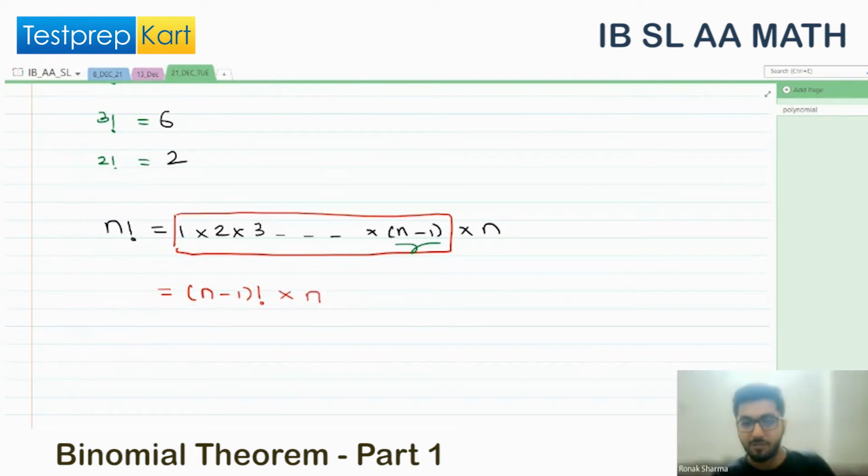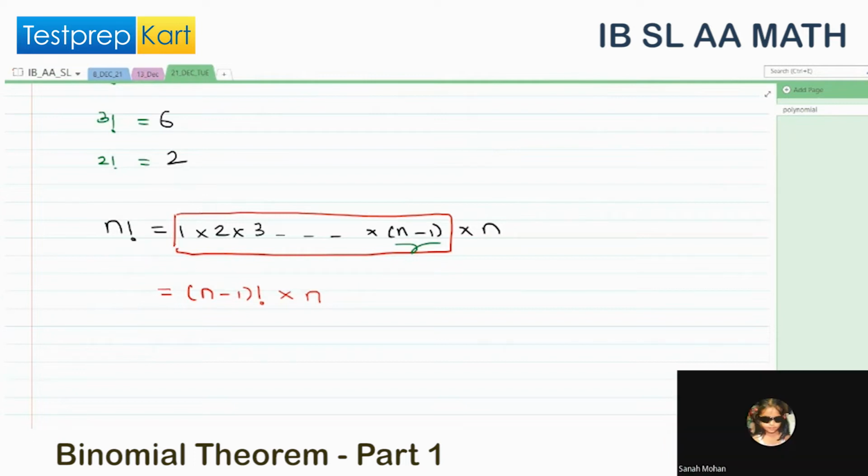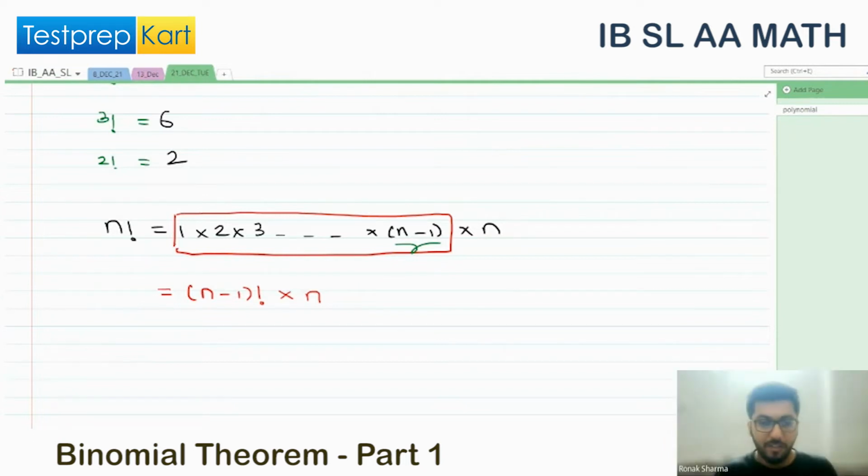What will be n minus 1 factorial? Come on, try to think. n minus 1 factorial will be the continuous product starting from 1 going till n minus 1. So that's what we have already. So I've written it as n minus 1 factorial, but I also have one n that is left out, so I've written it as into n. So remember that n factorial can be written as n minus 1 factorial into n.